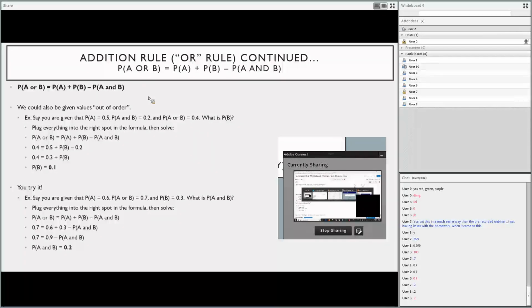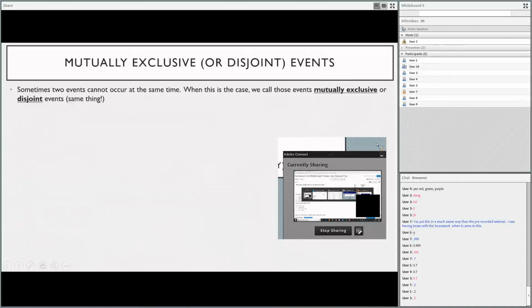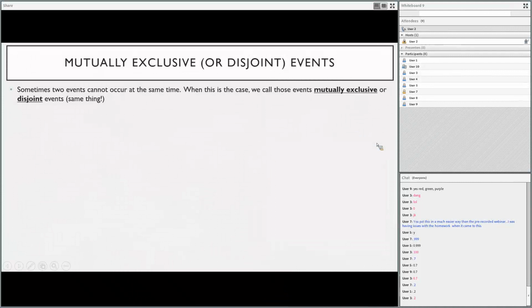I'm getting lots of votes for 0.2, so again, we just plug everything into the right position, and when we finally back into it, we do get 0.2. So the probability of A and B is 0.2. Any questions about that?